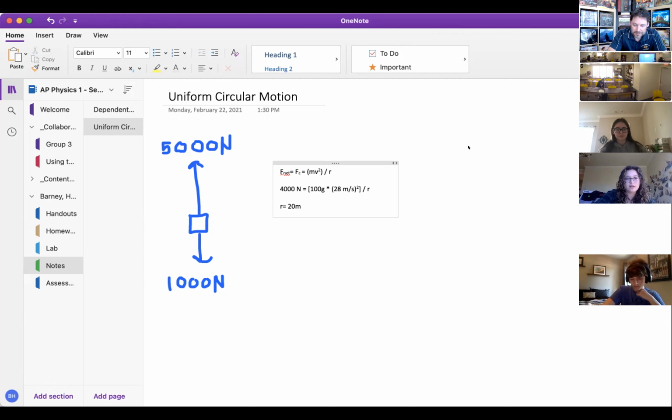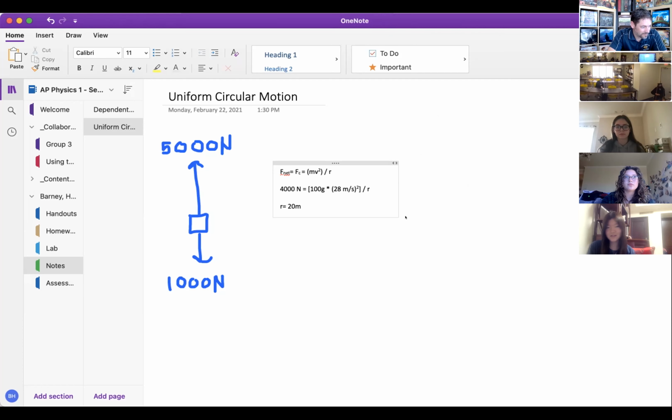Yeah, so since the net force is 4,000, you'd use the centripetal force equation, which is m times v squared over r. And if you do the math, which is 100 kilograms times 28 meters per second squared, divided by 4,000 newtons, you would get 19.6. And using sig figs, that would be 20 meters. All right. You can leave that on the screen just for a few more seconds in case anybody has questions.